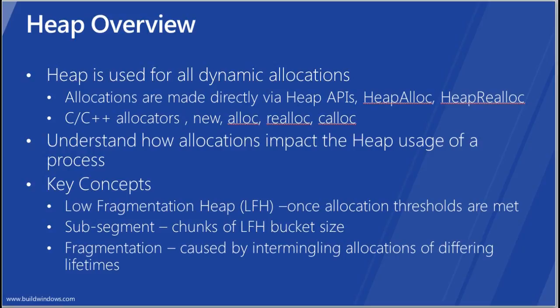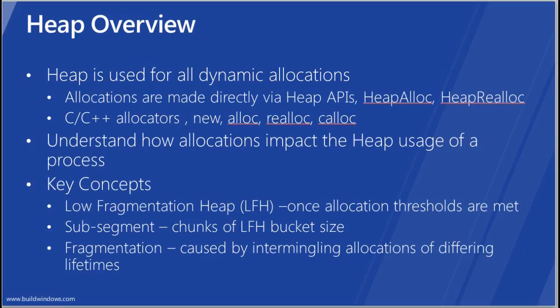So there's a number of key concepts that we need to mention at this point. The low fragmentation heap, as I mentioned earlier, is used once allocation thresholds are met, and the low fragmentation heap is available and used on all Windows processes in Vista, Win 7, and in Win 8. The next concept is subsegment, which is a chunk of LFH bucket sizes. So I mentioned earlier that we could have 100 8-byte blocks in a subsegment.